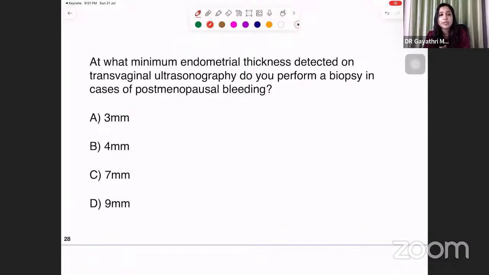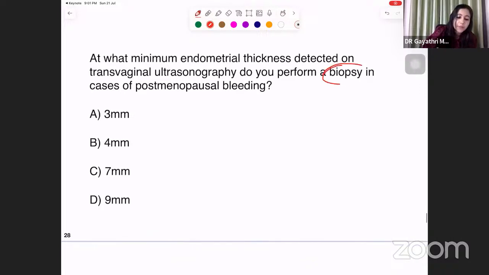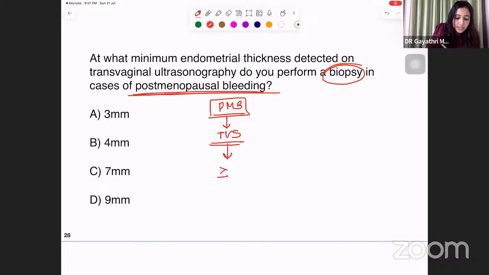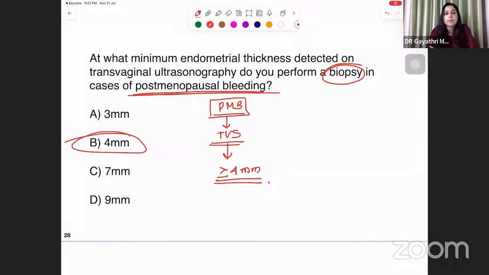At what minimum endometrial thickness are you going to perform an endometrial biopsy in a patient of postmenopausal bleeding? Very important. If a patient presents to you with postmenopausal bleeding, and in the ultrasound, you see that the endometrial thickness is more than or equal to 4 millimeter, that is when you will go for endometrial biopsy.